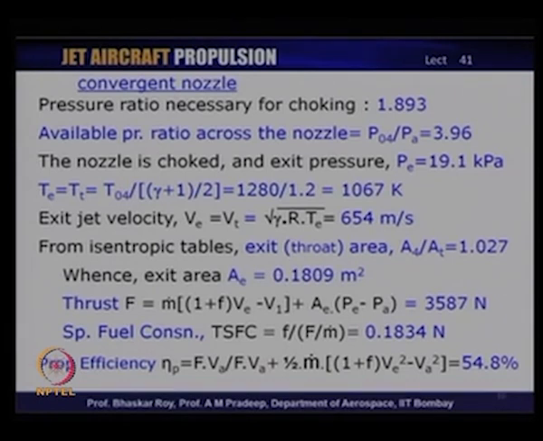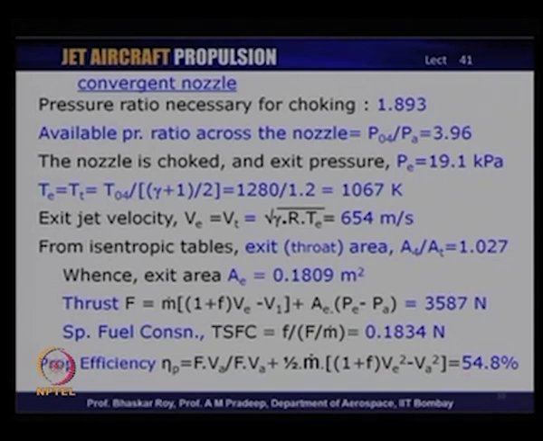Now, using this value of K, we can find the exit jet velocity, which is at the choking condition, which means the Mach number is 1, and hence Ve will be equal to V throat at the throat, and that will be root over gamma R Te, and that would be 654 meters per second. So, that is the exit jet velocity, which is also the throat velocity of the convergent nozzle.